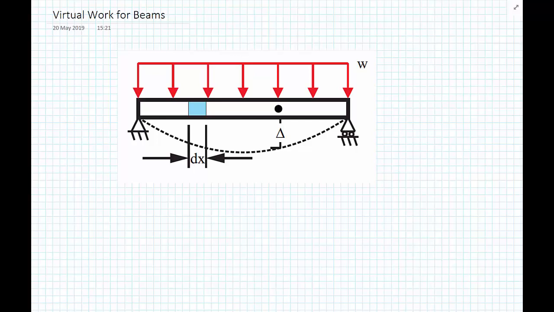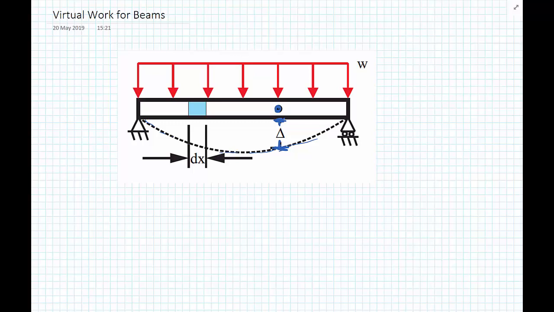And we wish to find, as a result of applying this UDL, we have a deflection, but we wish to find the deflection at just the point shown, the deflection delta. So in order to do this, what we need to do is look at how the bending varies along the beam and use this subsequently in our internal work and external work.